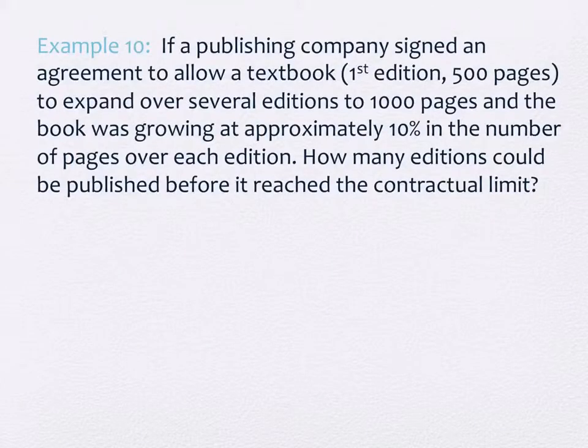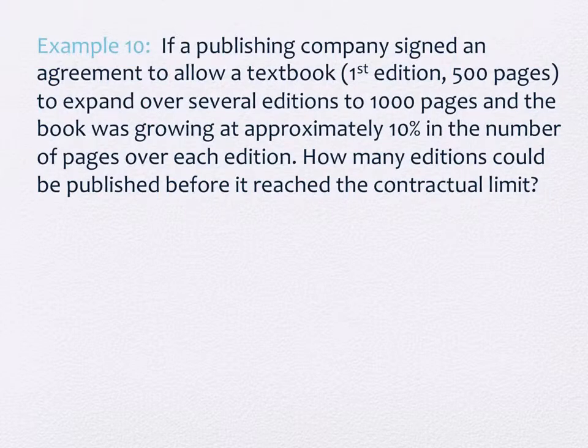We're going to do another question that doesn't even look like it's interest, but it actually is, which is a little bit strange, okay? But taking a look at this one, we're going to take that same approach. It says, if a publishing company signed an agreement to allow a textbook, the first edition of the textbook has 500 pages, to expand over several editions to 1,000 pages, and the book is growing at approximately 10% in the number of pages over each edition, how many editions could be published before it reached the contractual limit?